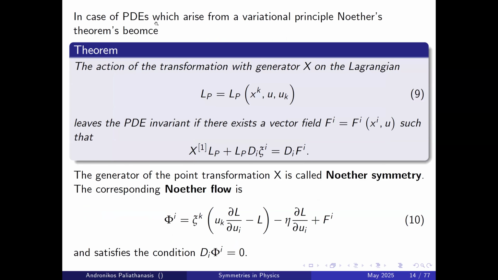Now, in the case of PDEs which arise from a variational principle, Noether's theorem is extended as in the case of ODEs. For second order PDEs, for simplicity, I consider that case, and the Lagrangian is this one. Noether's theorem is extended instantly as in the case of ODEs without any difference. However, for PDEs we don't have a conservation law, we have a conservation flow. This is not a constant; it satisfies this condition. When this is an ODE, this is reduced to a constant number.